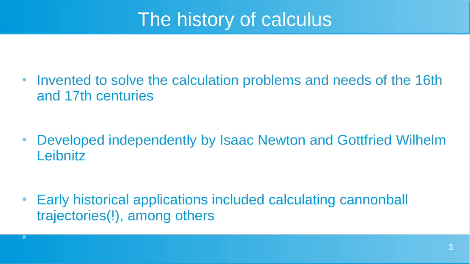So, a little bit about the history of calculus. It was invented to solve the calculation problems and needs of the 16th and 17th centuries. It was developed independently by Isaac Newton and Gottfried Wilhelm Leibniz. Early historical applications included calculating cannonball trajectories, among others. Another was calculating the position of the planets based upon their planetary orbits.